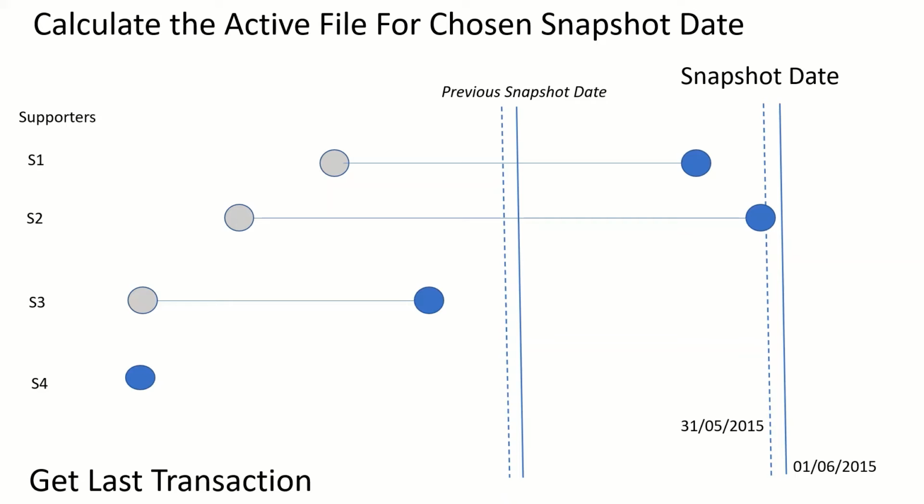The first thing to do is to find for each supporter their latest transaction prior to or on the dotted line. So for example, for supporter 1 here, their latest transaction was here, and the grey one can be disregarded. For supporter 2, their latest transaction was on the dotted line, and in the case of supporter 4, their latest transaction prior to the dotted line was some way before, but that's still the one we need to take.